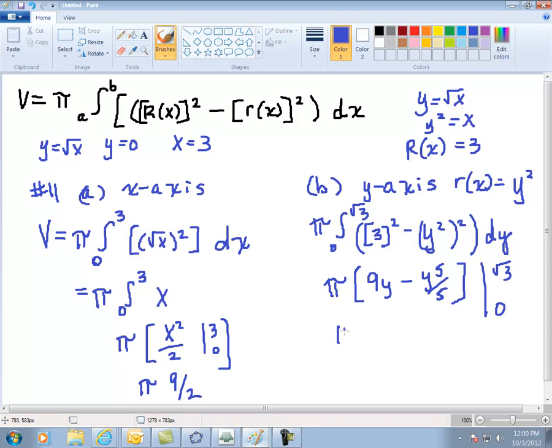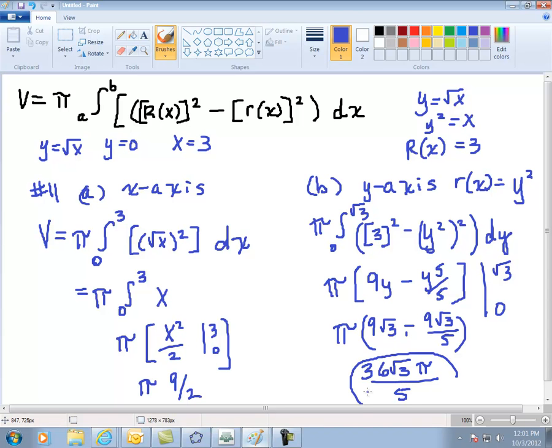Okay, so we get pi, plugging in the square root of 3, I get 9 square root 3, and then subtract off, well, 3 to the 5th is going to give me 9 square root 3 over 5. Okay, and now when I plug in the 0, all that goes to 0. And now simplifying this, getting a common denominator of 5 and adding these two together, my answer would be 36 square root 3 pi all over 5. So that's my answer.